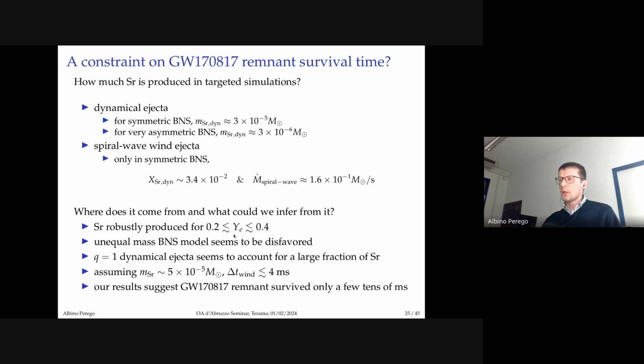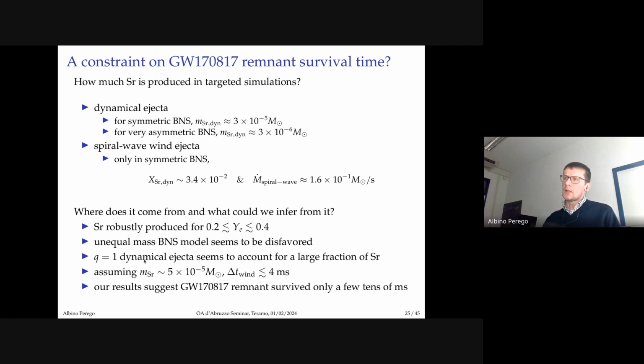Well, in principle, if you know that strontium is produced both in the dynamical ejecta and in the spiral wave wind, and what you have in the dynamical ejecta is already enough to explain what you observed, the conclusion is that the spiral wave wind could have lasted only a small amount of time. Otherwise, we would have observed much more strontium.